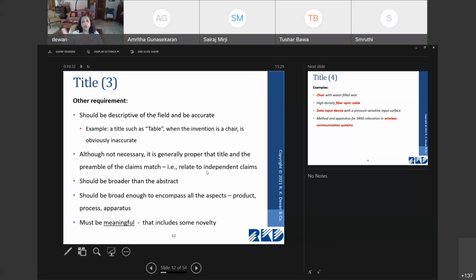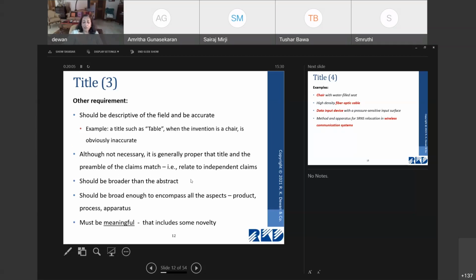You could use different words, which is not a good practice when you are doing a patent specification. So if you want to call it a table, then you call it a table, you don't call it a desk, though both may be similar. So the consistency of terminology is also an important aspect of patent drafting. Therefore, we recommend that the title could be similar to the preamble of the claims. If they match, then it's a good practice. So that also ensures that you have consistency.